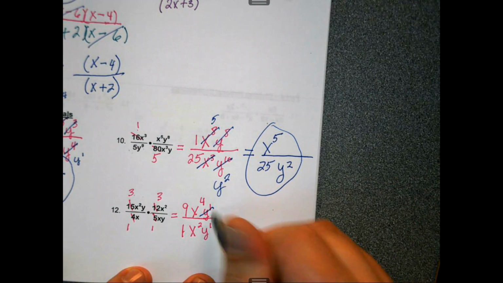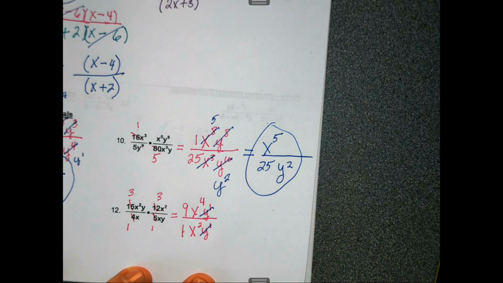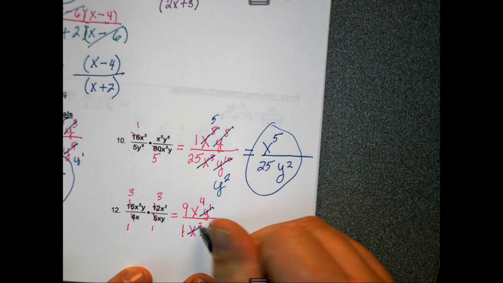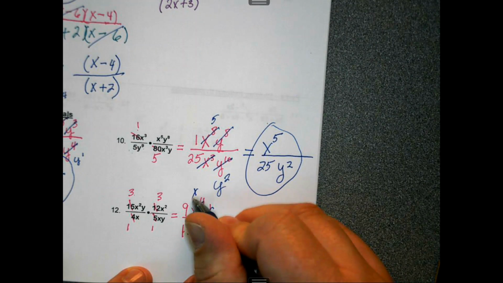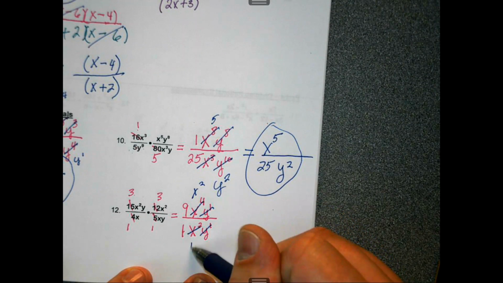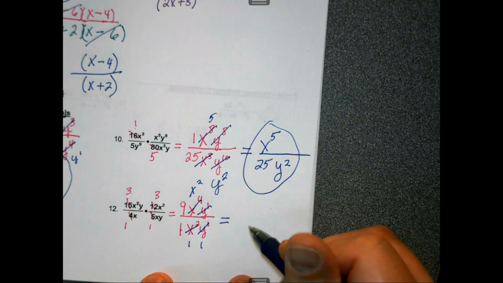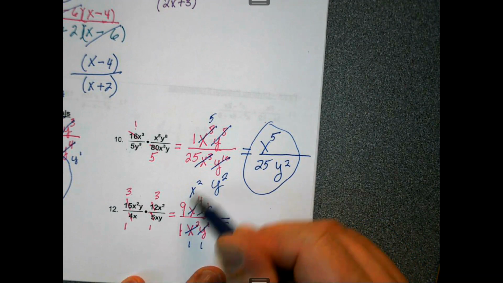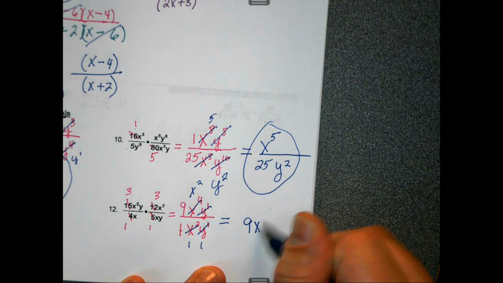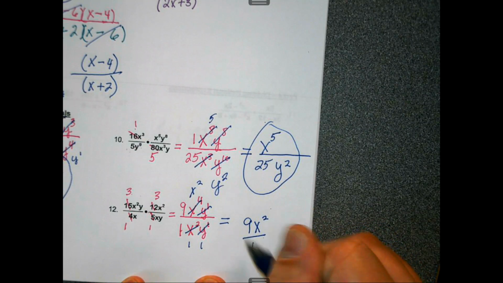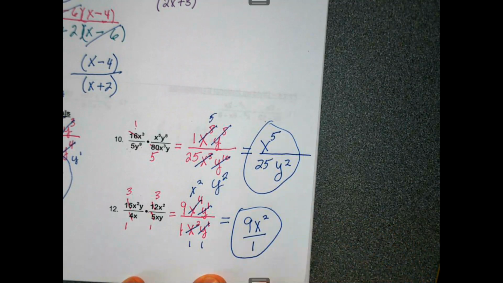So let's see, my y to the 1st cancel out. Got 2 of the 4, so it's x squared. So all I have down here in the denominator is 1. So I didn't even need to put it on 1. It's just 9x squared. If you want to put it over 1, it's certainly not going to take off for it.